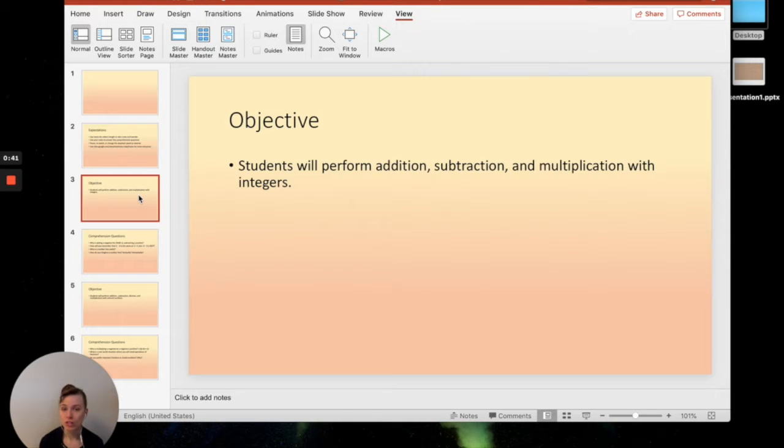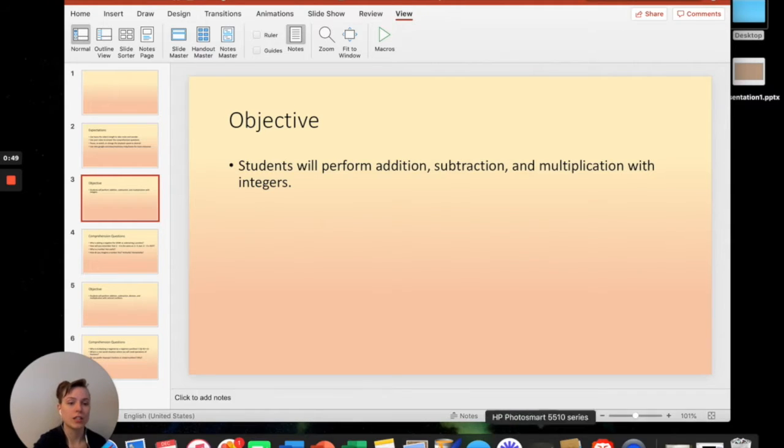Today's objective for this video is performing addition, subtraction, and multiplication with integers. We're going to focus mostly on addition and subtraction with our negatives, and then we're going to do a little bit of multiplication at the end just to talk about signs and notes on that.